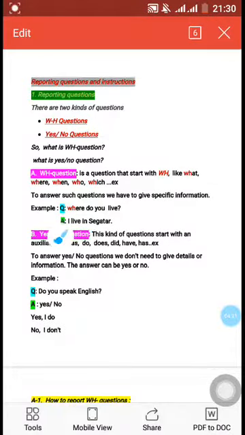النوع من الأسئلة الثاني هو yes or no question. Yes or no questions, this kind of question starts with an auxiliary. يعني إنه يبدأ auxiliary which is a helping verb. Starts with a helping verb like do, does, did, etc. Okay. To answer yes or no questions, we don't need to give details or information. The answer can be yes or no.